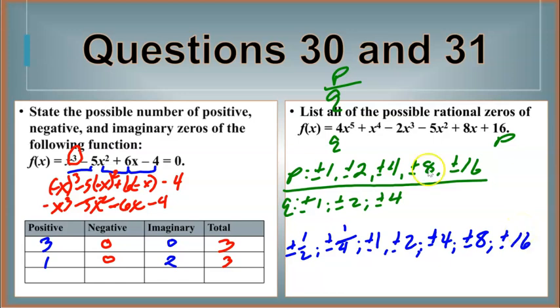Because like if I did 8 divided by 2, that gives me my 4. 8 divided by 4 gives me my 2. 16 divided by 2 is the 8. 16 divided by 4 is your 4. So these would be all my possible rational zeros.